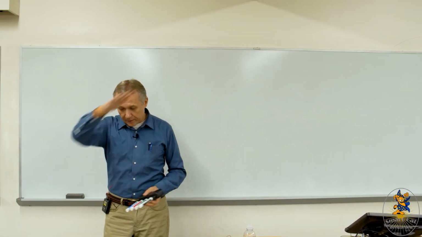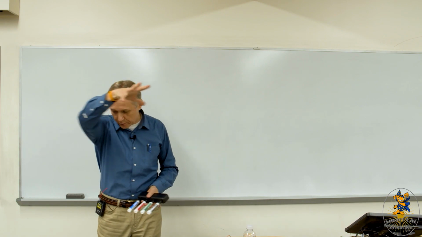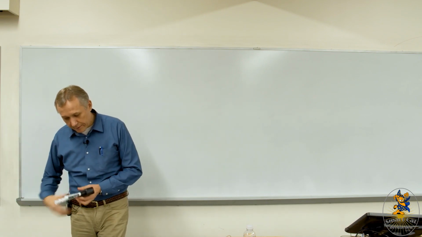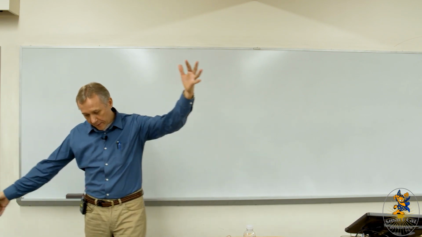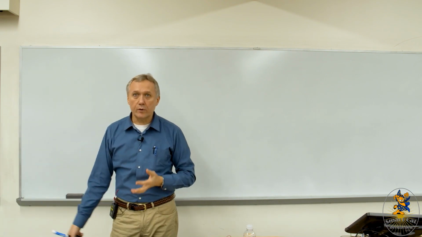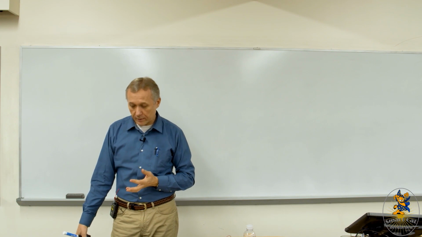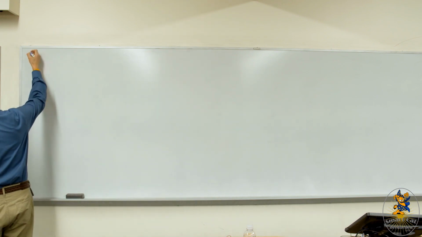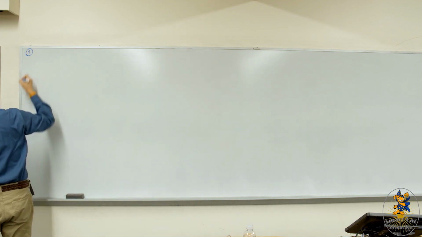So, inclined plane, there is a child sliding from the top. The angle of inclination is given. The length of the incline is also given. And we need to find the velocity at the bottom of that inclined plane. So, problem number one.